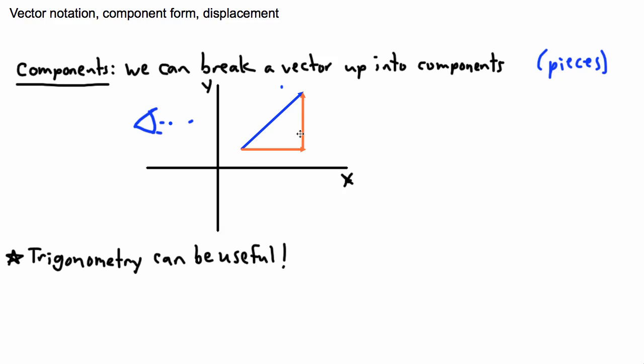Now, this makes a nice little triangle, and in fact, it's a right-angled triangle. So we can even calculate something with an angle. We know something about triangles with right angles, and that's why trigonometry can come in and really save the day. If you remember, trigonometry is all about triangles.